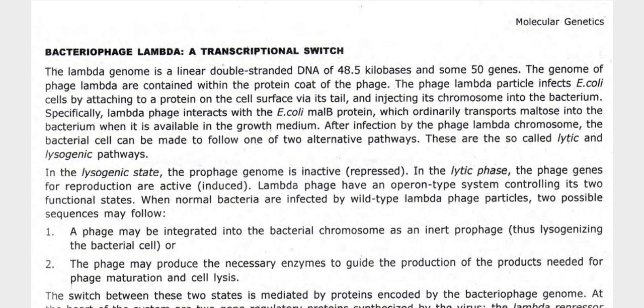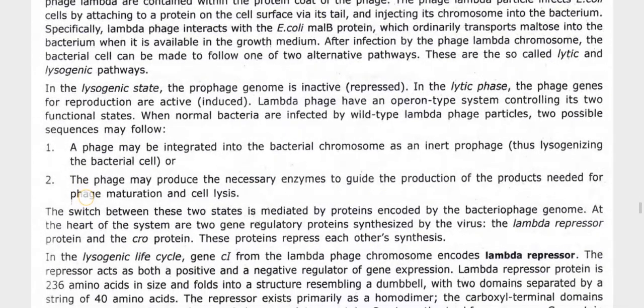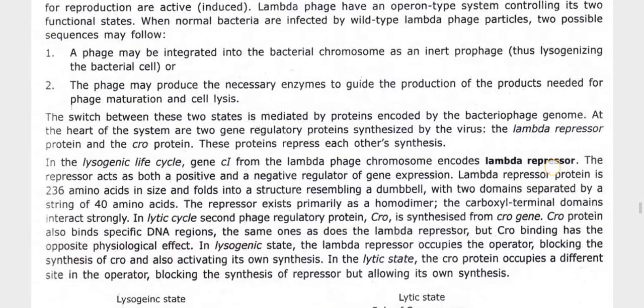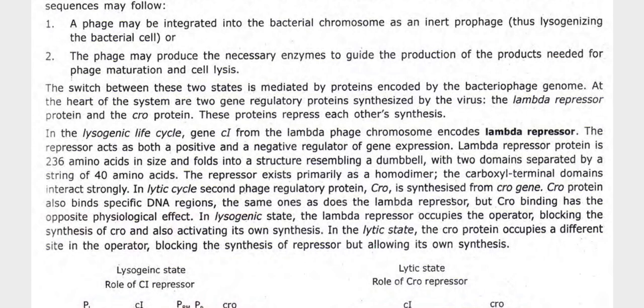In the lysogenic state, the prophage genome is inactive or repressed. In the lytic phase, the phage genes for reproduction of the active induced lambda phage are expressed. An operon type system controls its two functional states. When normal bacteria are infected by wild type lambda phage particles, two possible sequences may follow. The phage may be integrated into the bacterial chromosome as an inert prophage, thus lysogenizing the bacterial cell, or the phage may produce the necessary enzymes to guide the production of the products needed for phage maturation and cell lysis.